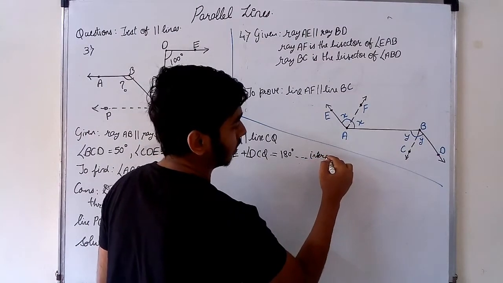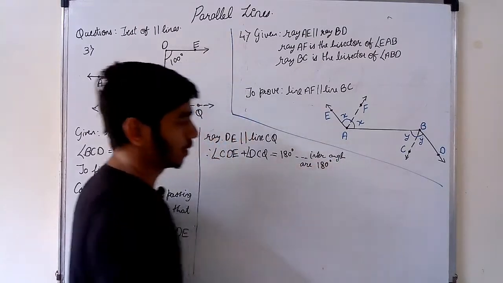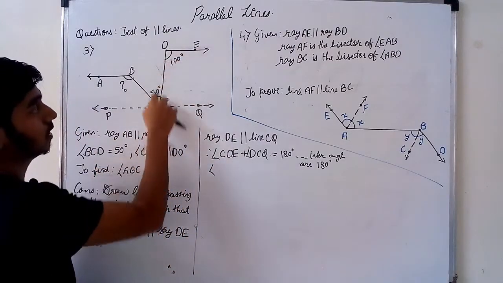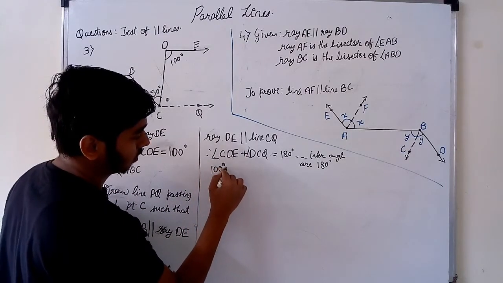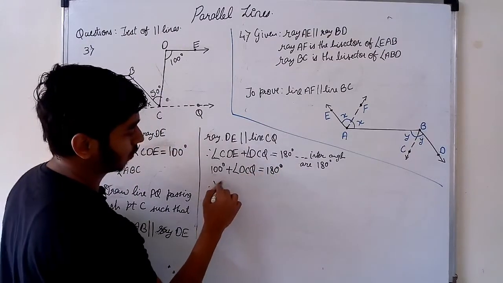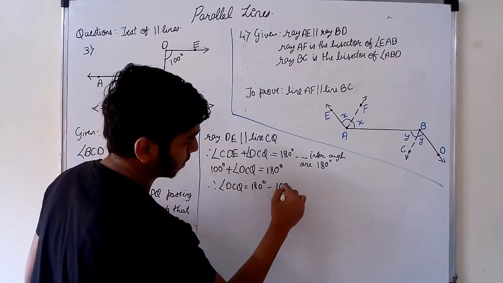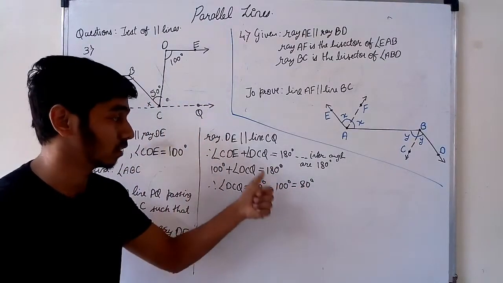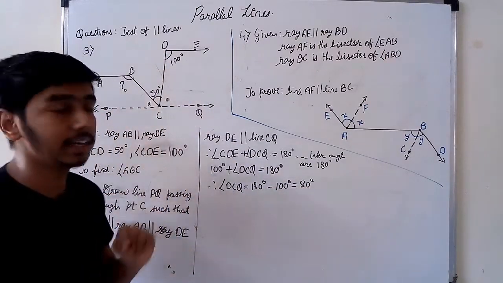So we'll say interior angles are supplementary. Therefore we can find, CDE is 100 degrees. Let's substitute that: 100 plus angle DCQ equal to 180 degrees. Therefore DCQ is... correct? So we took it to the right hand side and subtracted, we get 80 degrees. So DCQ is 80 degrees now.